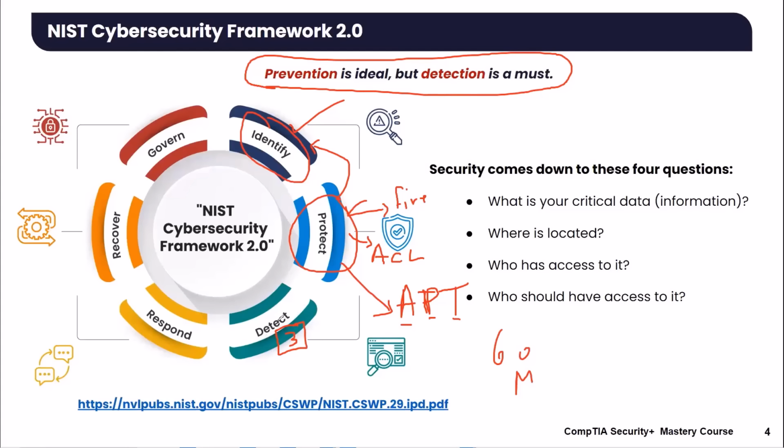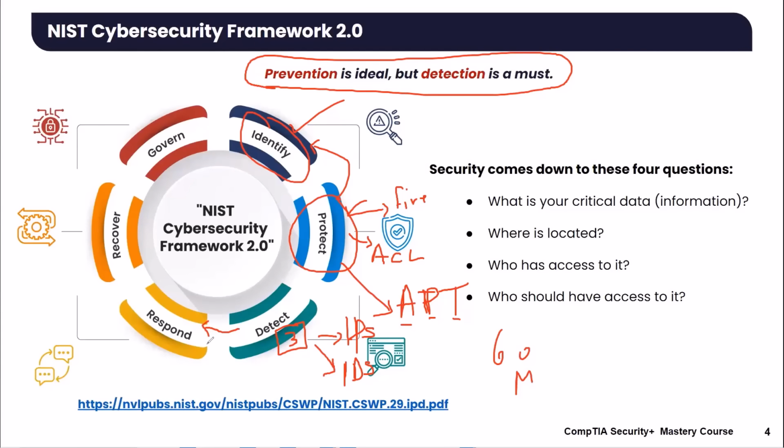Right. So right here in the detection phase, that's where we use things like intrusion prevention systems, IPS, intrusion detection systems, and some other technologies to help us detect bad things as they happen, right?